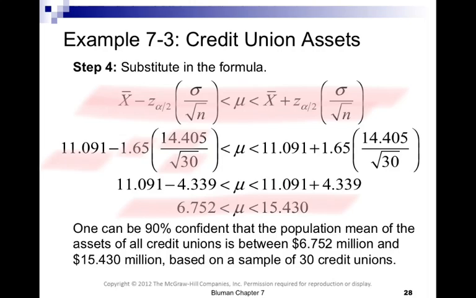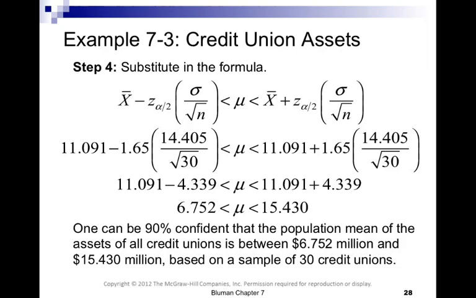6.752 is less than mu, which is less than 15.43. So your statement at the end: one can be 90% confident that the population mean of the assets of all credit unions is between 6.752 million and 15.430 million based on a sample of 30 credit unions. And remember, our sample size has to be 30 or more if we don't know the sigma. We did know the sigma in this one, but it's good still to have the larger sample size.